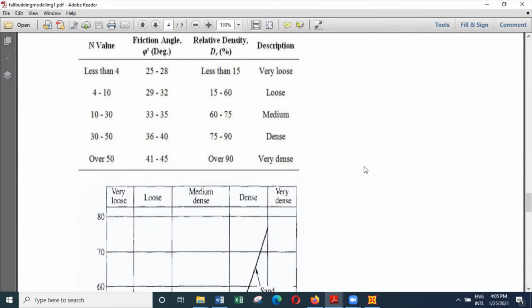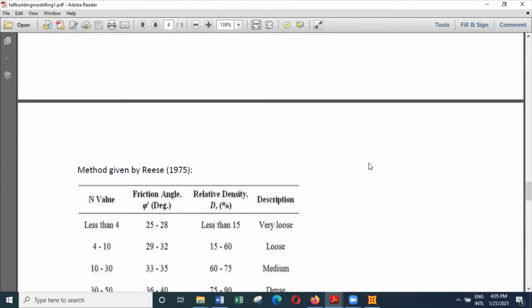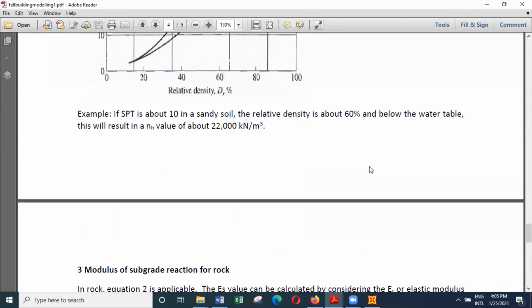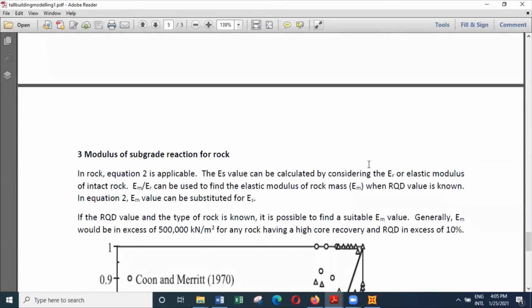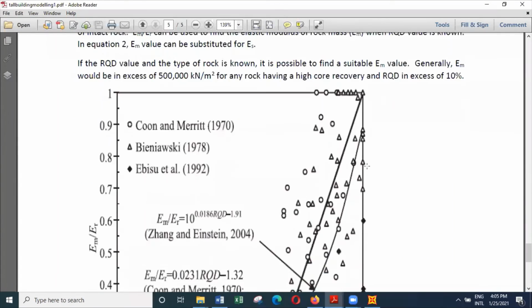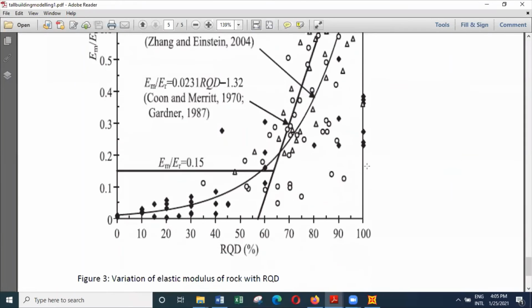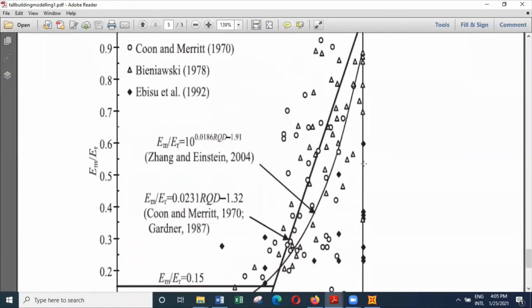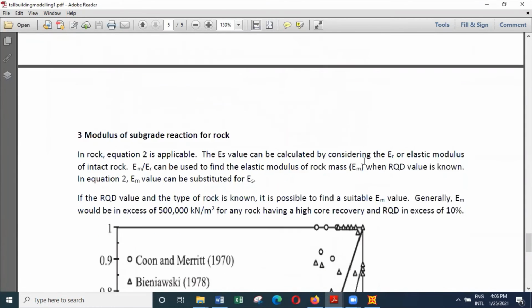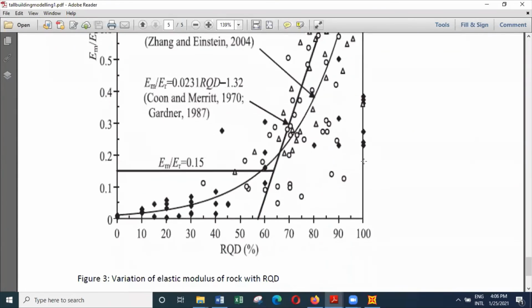Okay. So today I have just briefly shown you, so I'll upload this, just go through the note. Then for the rock also there's another explanation. For the rock, it depends on the kind of fractures in the rock. So if you have a lot of fractures in the rock, then we know the rock quality designation, or RQD, will be a low value.